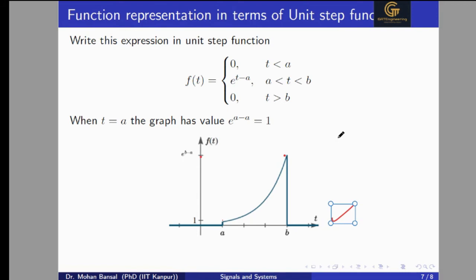Now we have to represent this signal in terms of a step function. We write e to the power t minus a, and multiply the signal with a step window that lies between a and b. If we don't multiply it, the signal goes on until infinity. So multiplying e to the power t minus a between a and b, we get e to the power t minus a times u of t minus a minus u of t minus b. So this signal is limited, its width is limited in this case.